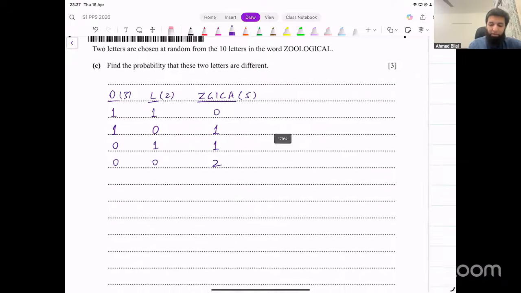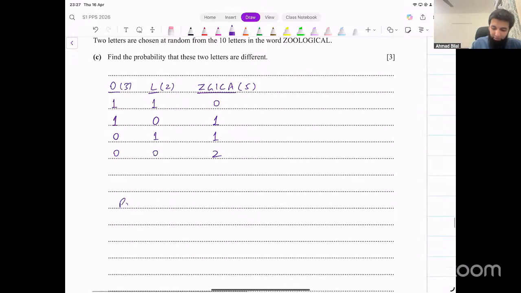Now, what about the probability then? What is the probability going to be? Number of favorable outcomes, we'll talk about that, divided by the total number of possible outcomes. There are 10 letters in total. We have to select 2. 10C2 is going to be the denominator.